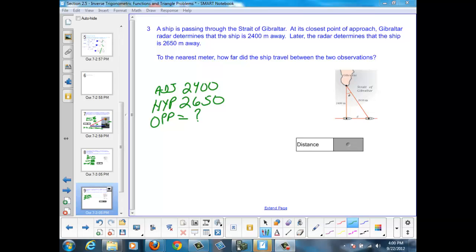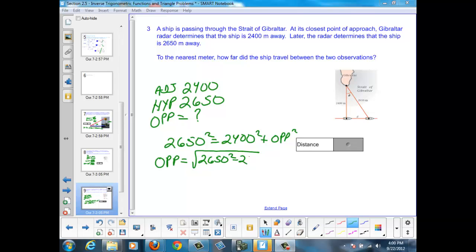The right triangle relationship between the three sides is simply the Pythagorean theorem, so we set up our Pythagorean theorem with our information, and we say 2650 squared equals 2400 squared plus our opposite squared. So our opposite would then equal the square root of 2650 squared minus 2400 squared.